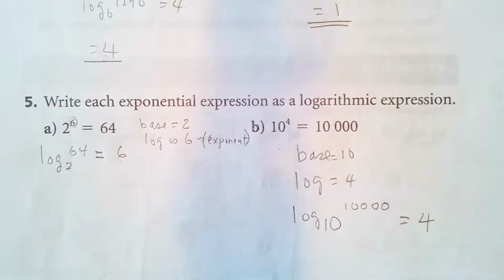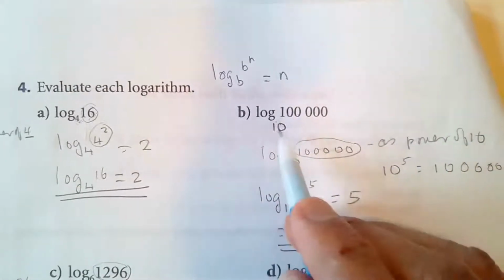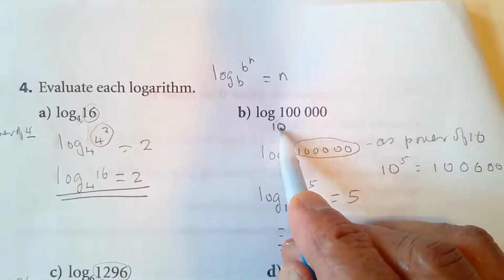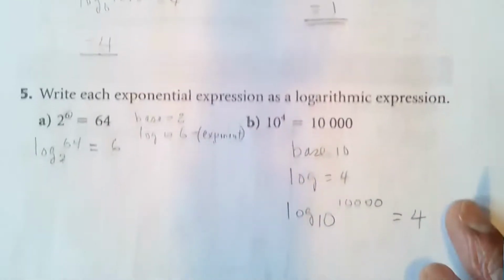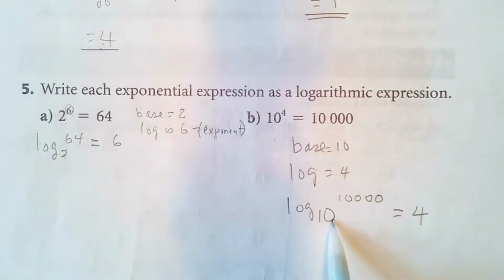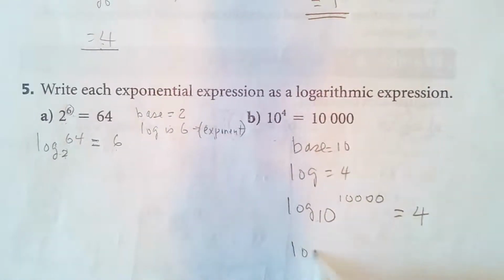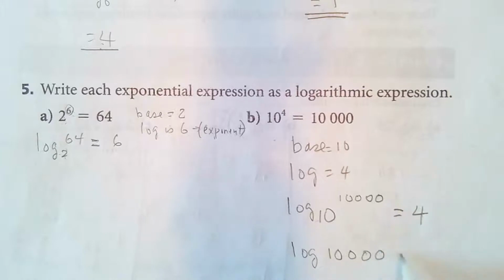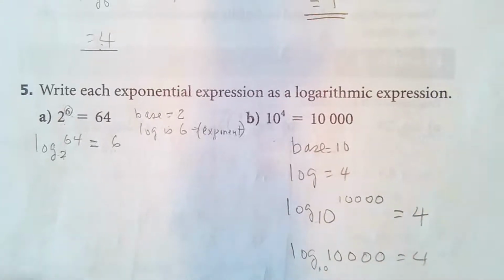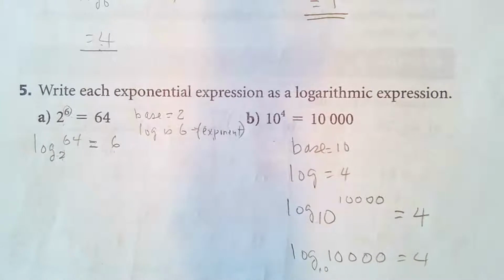Let's recall in the second example here, the base wasn't written because it's base 10. So sometimes you don't have to write it because it's base 10. You can write it as log 10,000 equals 4. There is a 10 here, but by convention it's not written.